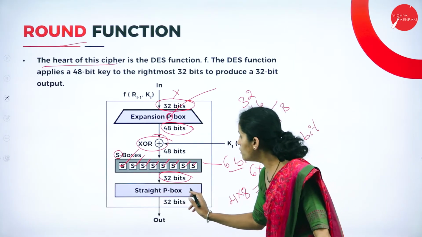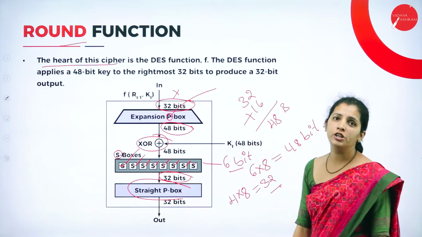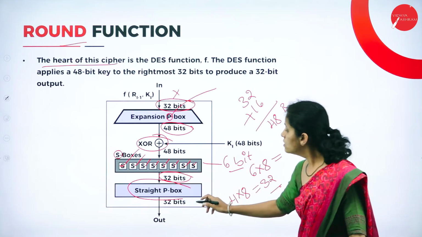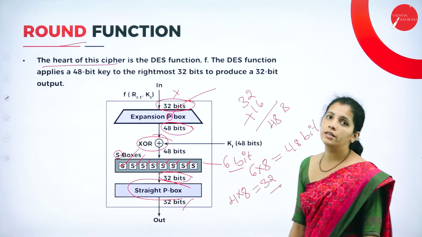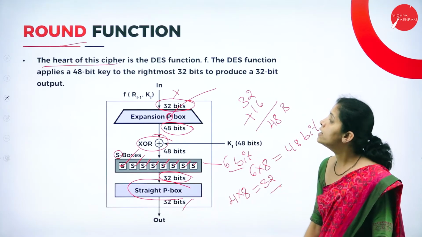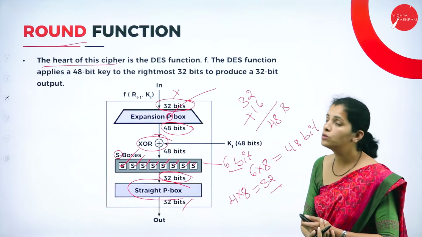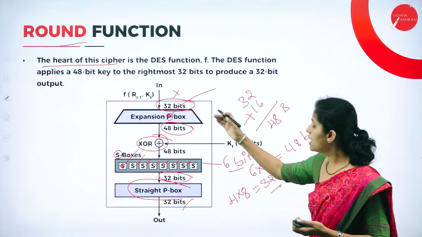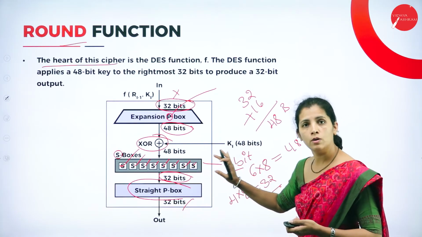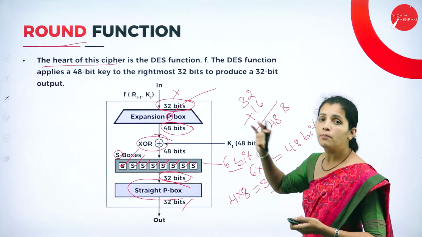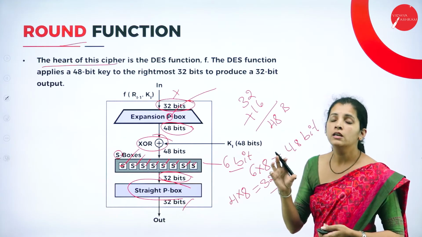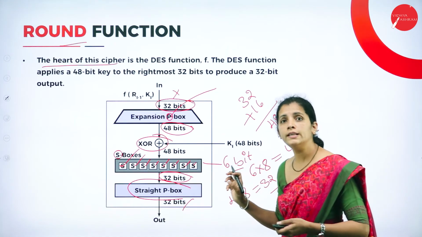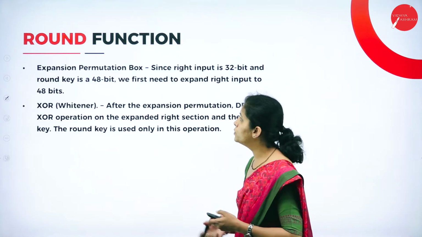Now I'm going to perform the straight permutation box, and I'm going to get only 32 bits. So this is the way the round function is going to perform its operation. So here I'm going to get only 32 bits. After performing the round function, each half is responsible for producing 32-bit output.